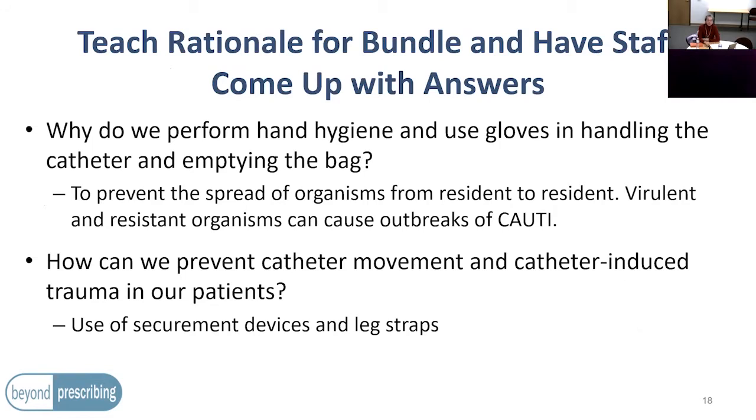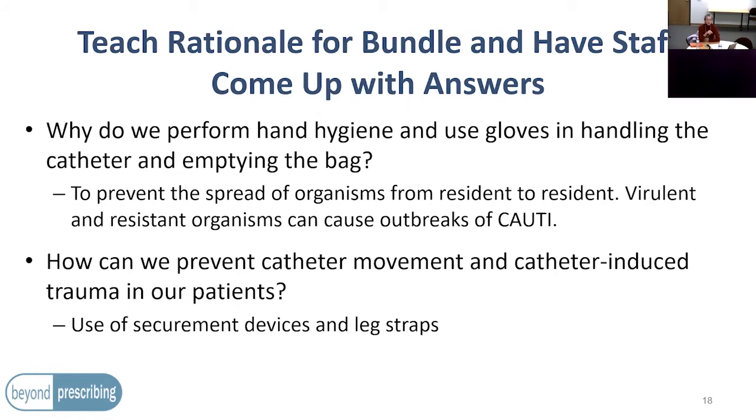So your staff are the ones who are frontline taking care of the patients with the catheter. Ask them about solutions. They're the ones putting the patients in wheelchairs, moving them around when they have catheters. So ask them, why do we perform hand hygiene and use gloves in handling the catheter and emptying the bag? This is because those E. coli, typically, or Klebsiella, that cause CAUTI often cause outbreaks because some of those bugs are better adapted at glomming on to the urethral mucosa and the inside of the bladder than other strains. So those virulent and resistant organisms can cause outbreaks. You don't want to spread them resident to resident. The resident might have been fine until they got colonized with that virulent strain.